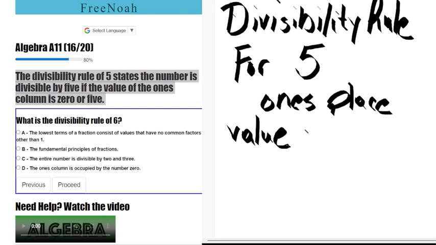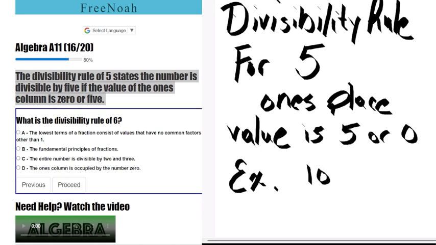If the ones place value is occupied with the number 5 or the number 0, then the entire value is divisible by 5. For example, we have 100. There's a 0 right here, so that means divisible by 5. Or just simply 5. That is also divisible by 5. Alright, how about 15? Well, the ones place value has a 5 in number 15, so that is also divisible by 5.